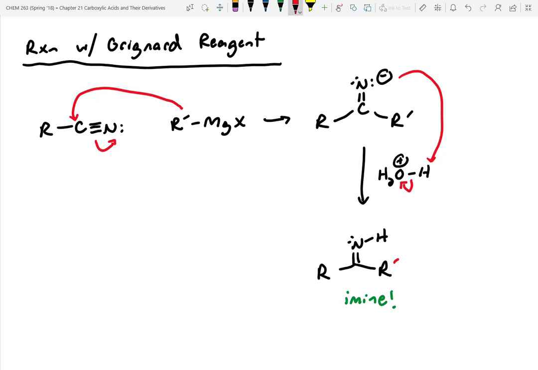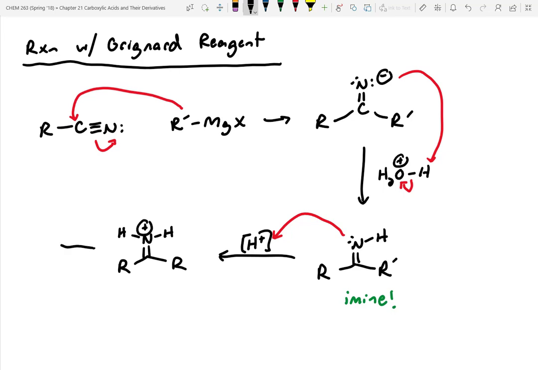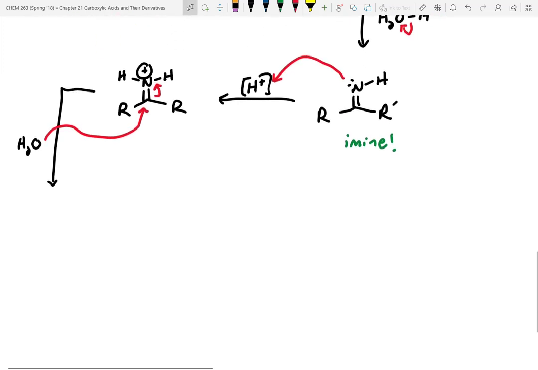All right, now that we've got our imine, we know we can hydrolyze imines back to a ketone, right? So let's review that mechanism. So acid catalyzed hydrolysis of imines. The first step is to protonate your imine. Now it's very electrophilic. If you have a lot of water around, the water will attack in, kick up electrons to that nitrogen.